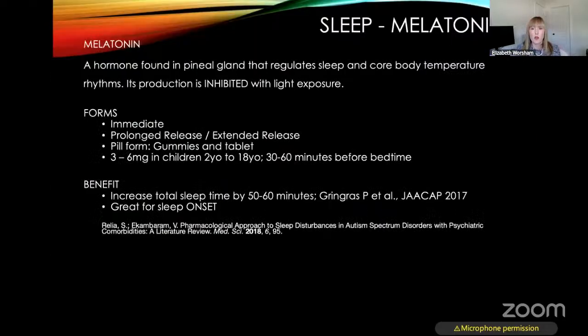The most common medicine that comes up, I find, in Google searches or patients asking, is melatonin, because it's available both over the counter and by prescription. Melatonin is a hormone found in the pineal gland in the back of the brain, and it regulates sleep and core body temperature rhythms. Its production is inhibited by light exposure.